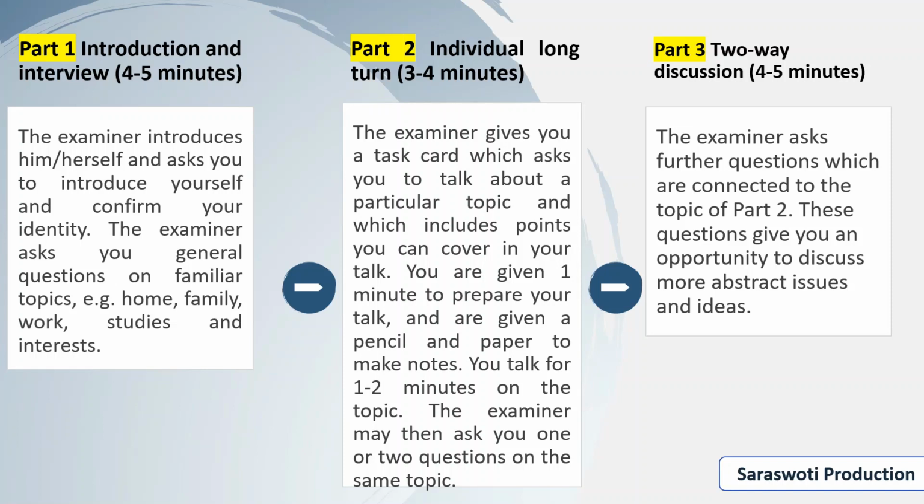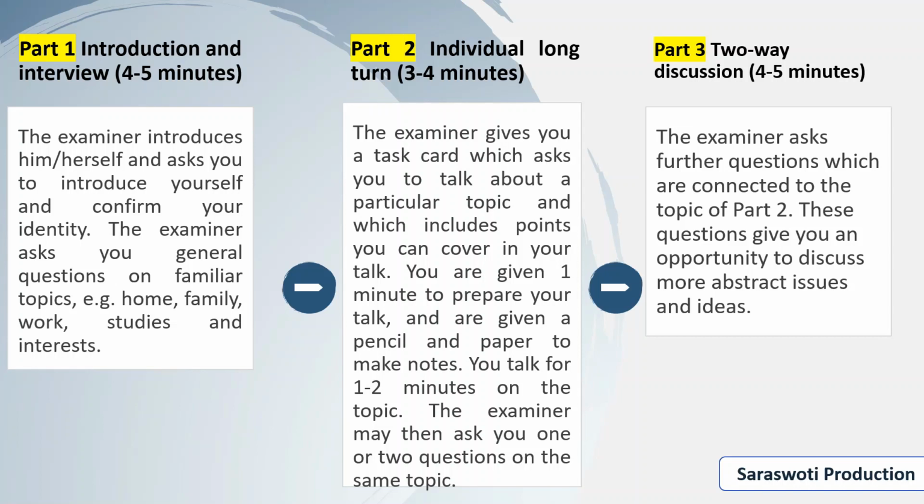Part 2. Individual long turn, 3 to 4 minutes. The examiner gives you a task card which asks you to talk about a particular topic, which includes points you can cover in your talk. You are given 1 minute to prepare your talk and are given a pencil and paper to make notes. You talk for 1 to 2 minutes on the topic. The examiner may then ask you 1 to 2 questions on the same topic.